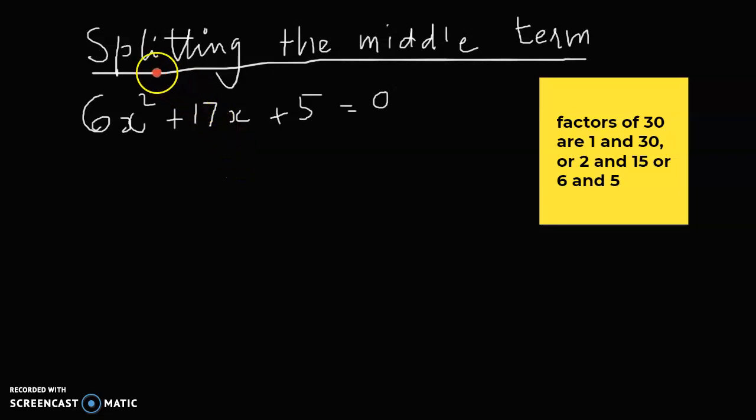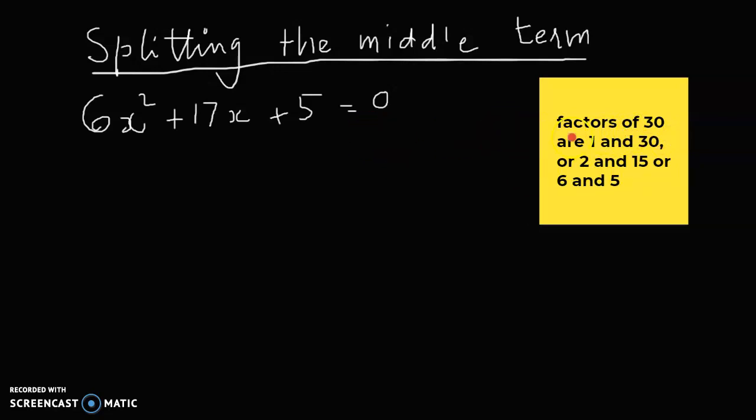Okay, factorizing by splitting the middle term. Let's take this example: 6x squared plus 17x plus 5 is equal to 0. So what we do is we multiply 6 and 5. 6 into 5 is 30.